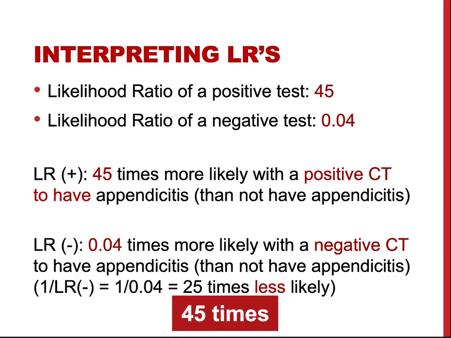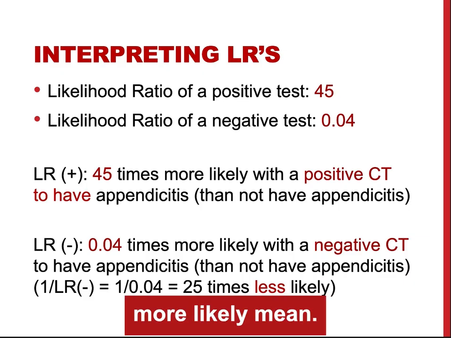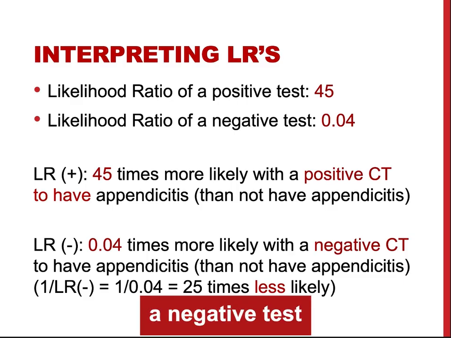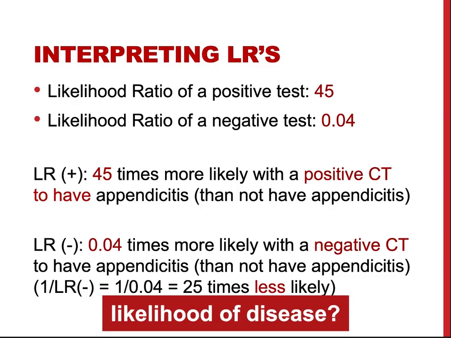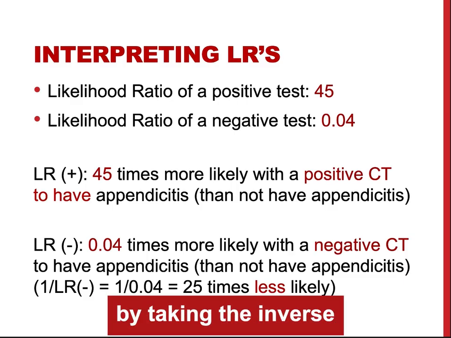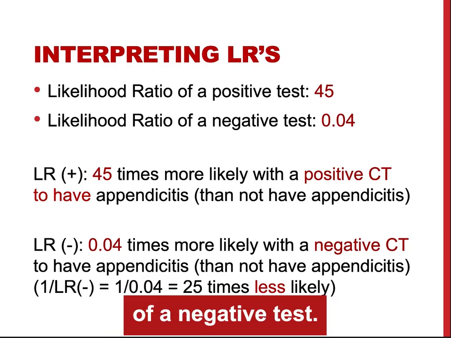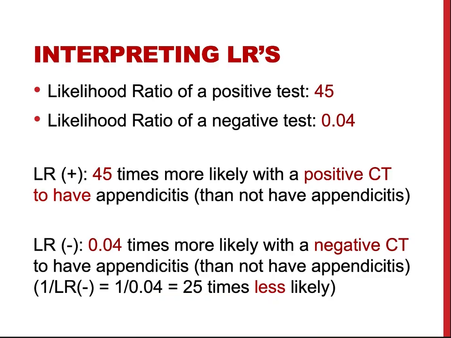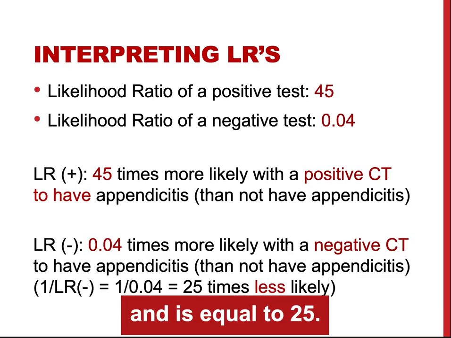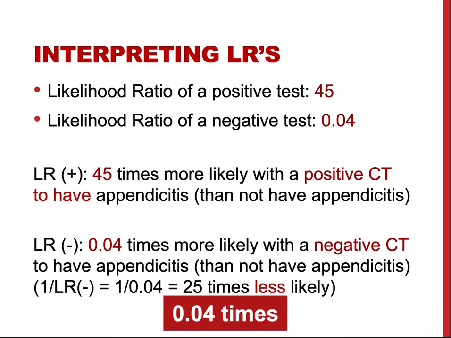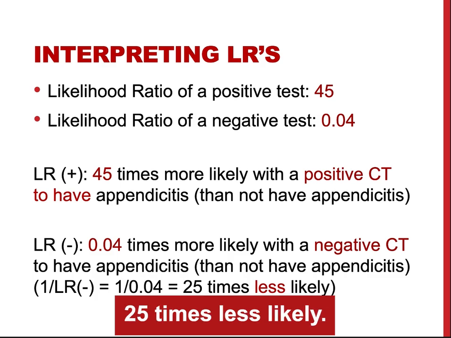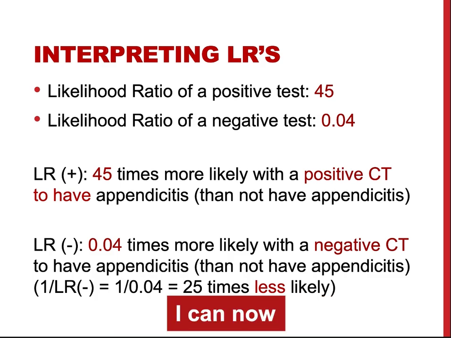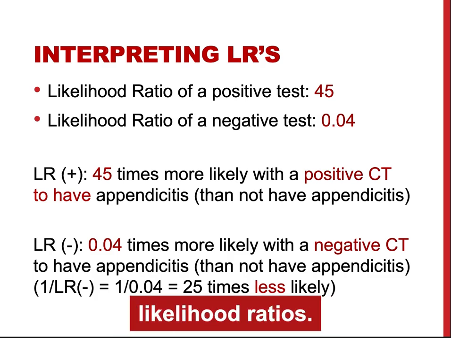I understand what 45 times more likely means, but it's harder to understand what 0.04 times more likely means. Shouldn't a negative test mean that there's less likelihood of disease? I get around this problem by taking the inverse of the likelihood ratio of a negative test. In this case, it is 1 divided by 0.04 and is equal to 25. 0.04 times more likely becomes 25 times less likely. I can now directly compare the two likelihood ratios.